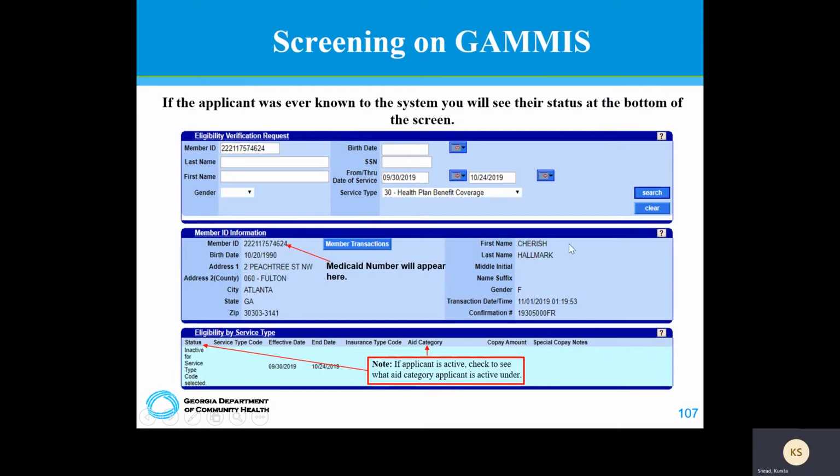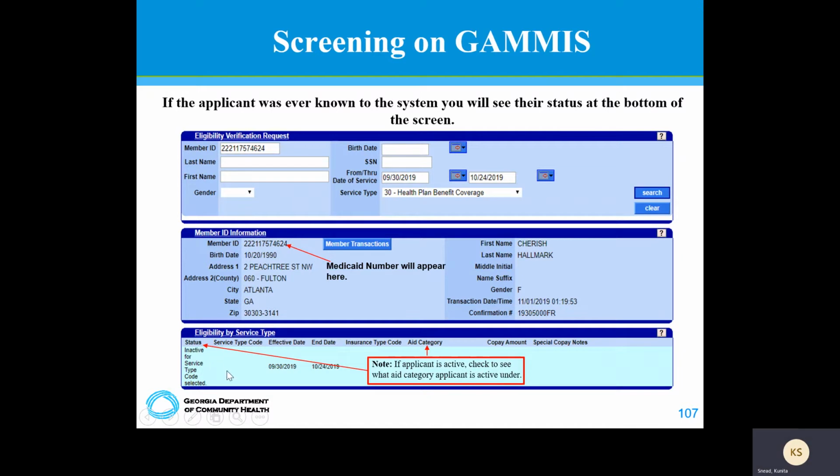Once you click search, then if they were known to the system, their member ID information is going to populate right here. So whatever information that we last had for them, that's what's going to populate here. So if they have an ID number, it will show right here. And that's the number you would need to write down.